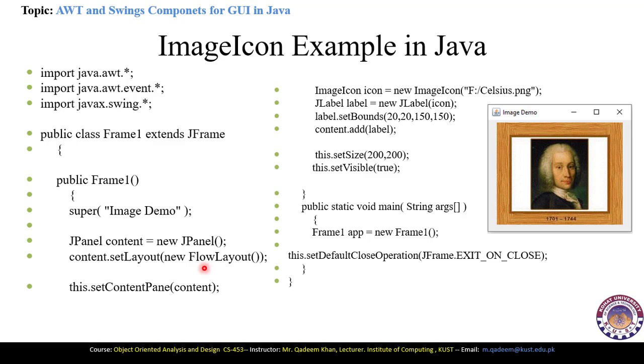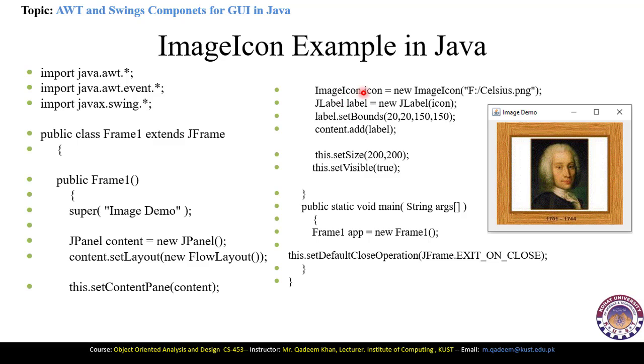This is the flow layout, which means that the first component will appear from left to right positions, and then the next, and so on. All these components will appear from the left to right positions. Now we have added this panel of the content inside of our content pane. So that means that this panel is added into our GUI, which is in fact a frame here.